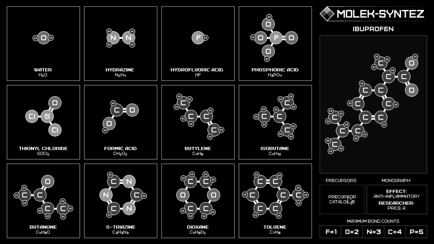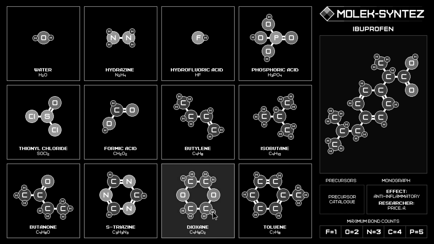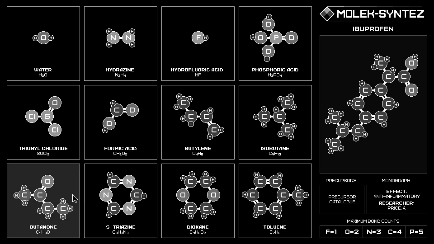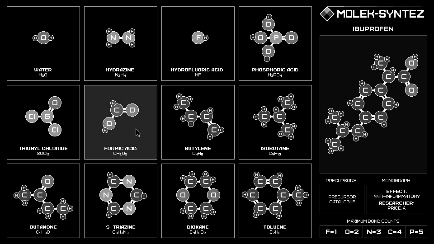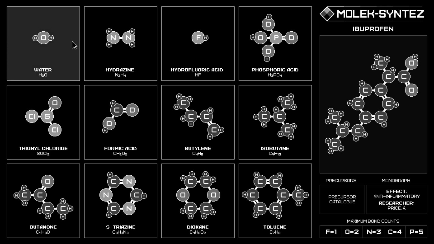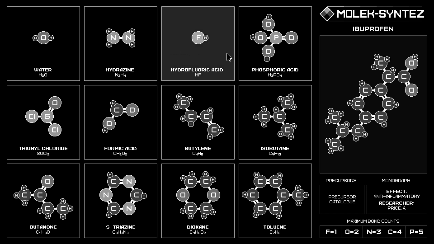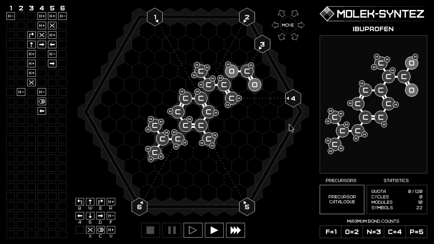So we have to make do with the precursors that we have on hand, such as toluene, dioxane, S-triazine, butanone, isobutane, butylene, formic acid, thionyl chloride. We still have water. Water is abundant everywhere, so it's easy to access water. Hydrazine, hydrofluoric acid, and phosphoric acid. So the challenge when it comes to producing these kinds of chemicals in a different geographical setting is that we have different precursors. We have different options, and so we have to be more creative when it comes to making do with what we have and actually producing these chemicals.